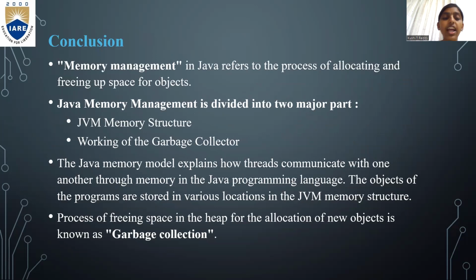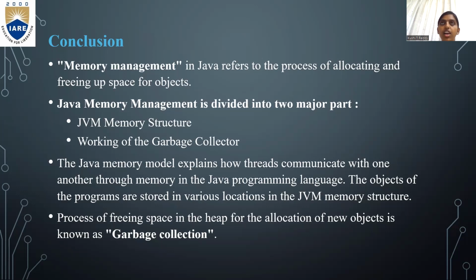So the conclusion is that memory management in Java refers to the process of allocating and freeing up space for objects. Java memory management is divided into two major parts, that is the JVM memory structure and the working of the garbage collector. In Java, the memory model explains how threads communicate with one another through memory. The objects of the programs are stored in various locations in the JVM memory structure. The process of freeing space in the heap for new objects is known as garbage collection.